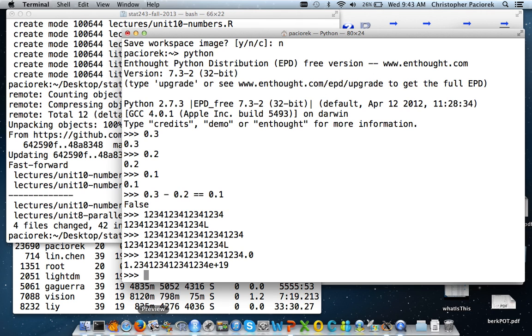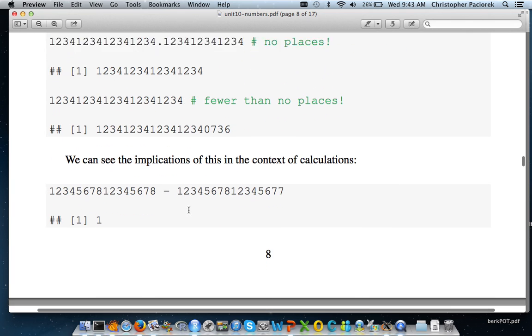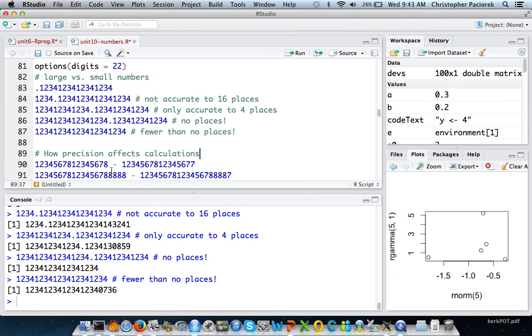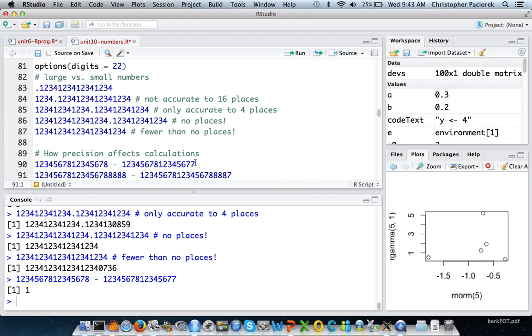Okay, so other questions? Okay, so let's start to think about what the implications of this are for doing calculations, which is going to be one of the main things that we're concerned about here. Here I've got 2 numbers that I should be able to represent precisely: 1, 2, 3, 4, 5, 6, 7, 8, and the same, but there's a 7 here instead of an 8. So the difference between these 2 numbers is just 1. I can hopefully do that accurately. I do indeed get back 1.